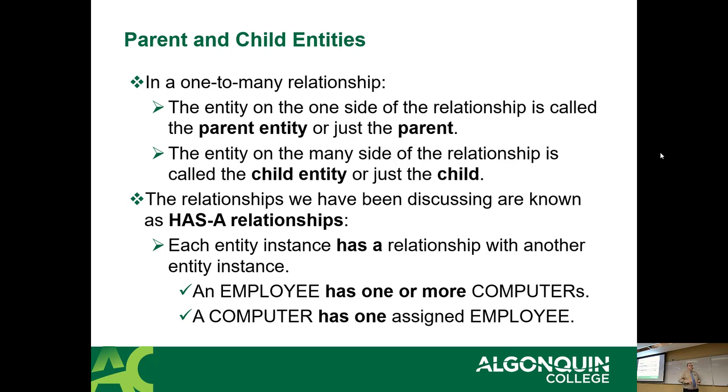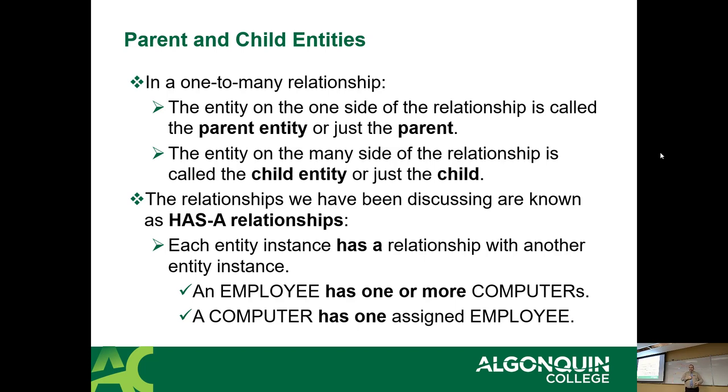Right? So I've got 4 computers, I think. One of them is in a closet, but it counts. So I have 1 or more computers, but each of those computers only belongs to me. So the computers are the child record. I'm the parent record because I own 4 of them.